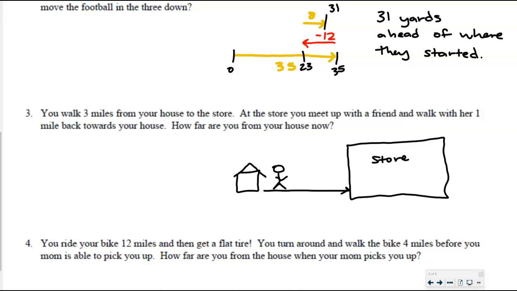All right. So I walk this way. I go towards the store, and I walk 3 miles. But then I meet up with my friend. My friend doesn't have any arms, but they do have hair. I meet up with my friend, and now I'm going to walk back towards my house. Sure, that's her arm. A 1 mile long arm.